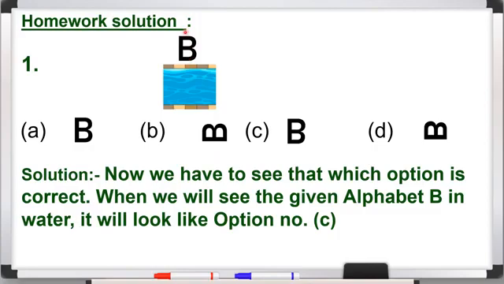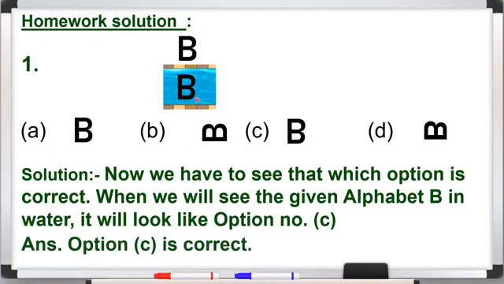Okay, so let's see how we will look B in our water image. It looks like this. Okay, and it is in option number C. That's why option number C is correct. So here we will write option C is correct. Okay, यहाँ पर क्या डिफरेंस है बेटा? हमें ऑलमोस्ट ये सेम लग रहा है, बट जो ये ऊपर वाला बी का पार्ट है ये थोड़ा सा स्मॉलर है नीचे वाले बी के पार्ट से. ओके, और ये हमारा ऑप्शन नंबर सी में है.